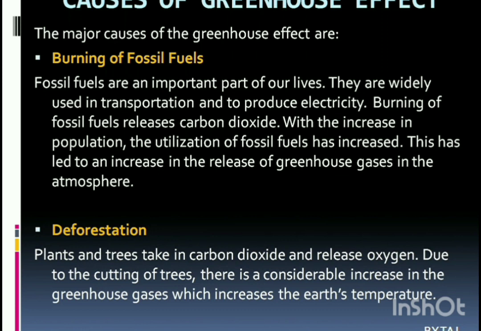First one is the burning of fossil fuels. Fossil fuels are an important part of our lives. They are widely used in transportation and to produce electricity. Burning of fossil fuels releases carbon dioxide. With the increase in population, the utilization of fossil fuels has increased. This has led to an increase in the release of greenhouse gases into the atmosphere, mainly carbon dioxide. And chlorofluorocarbons occur in refrigeration. That's why the government has made some rules to avoid the release of these greenhouse gases.